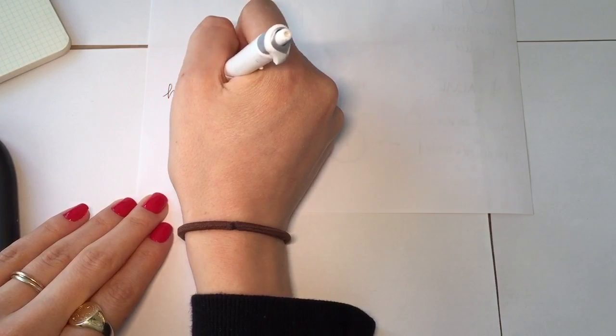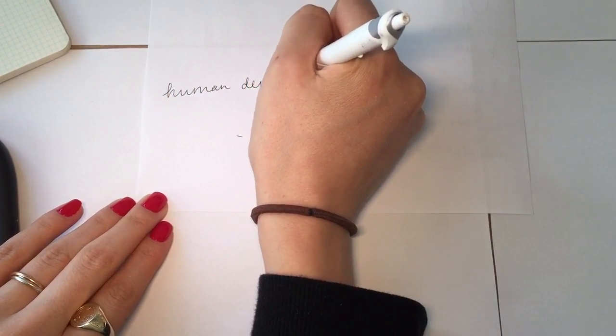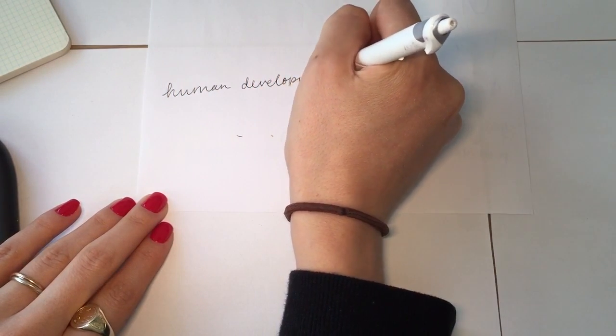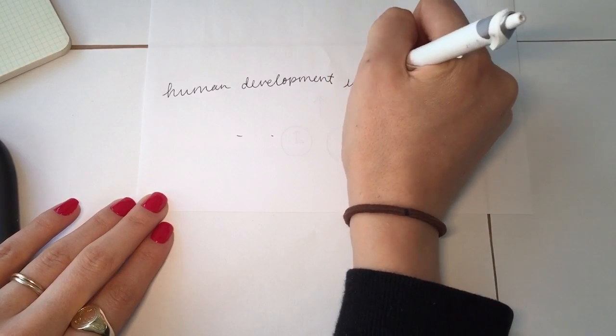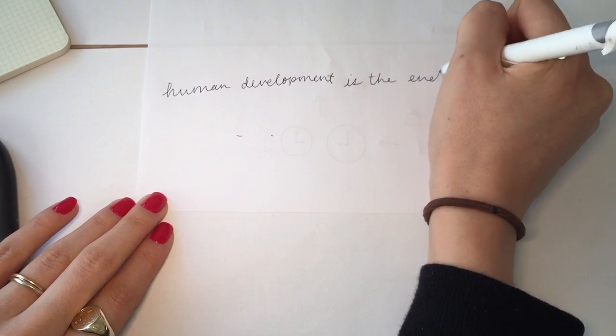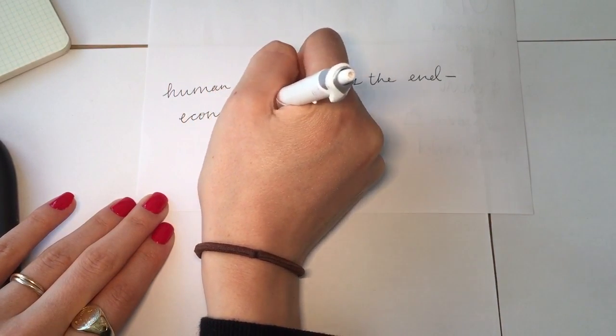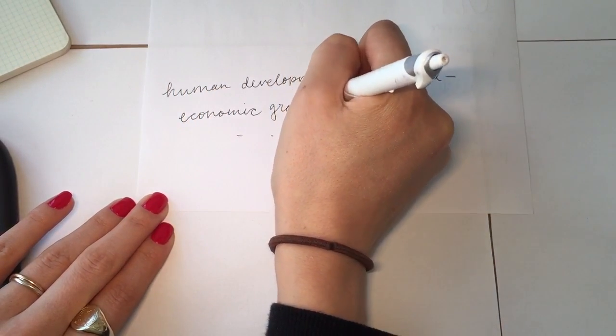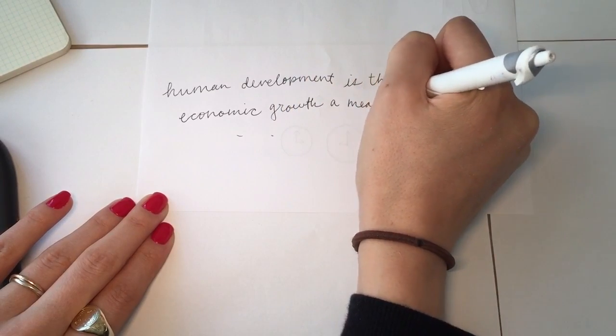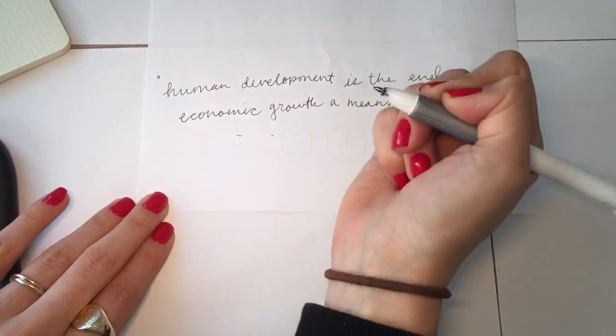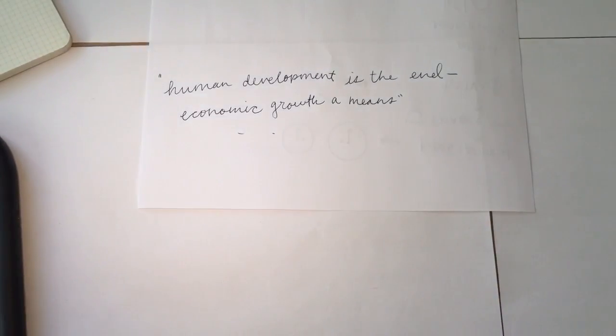In a broader sense, the notion of human development incorporates all aspects of individuals' well-being, from their health status to their economic and political freedom. According to the Human Development Report published in 1996 by the United Nations Development Programme, human development is the end and economic growth the means to achieve it.